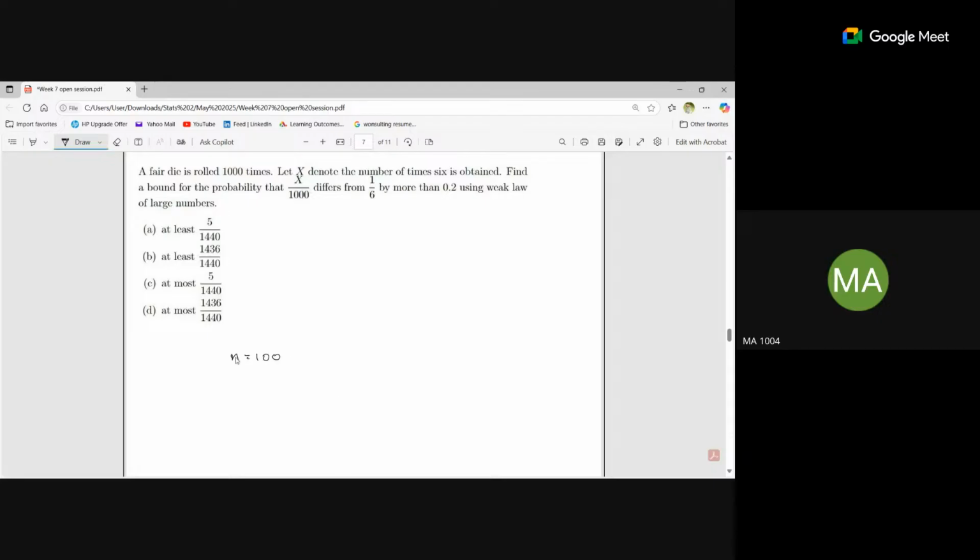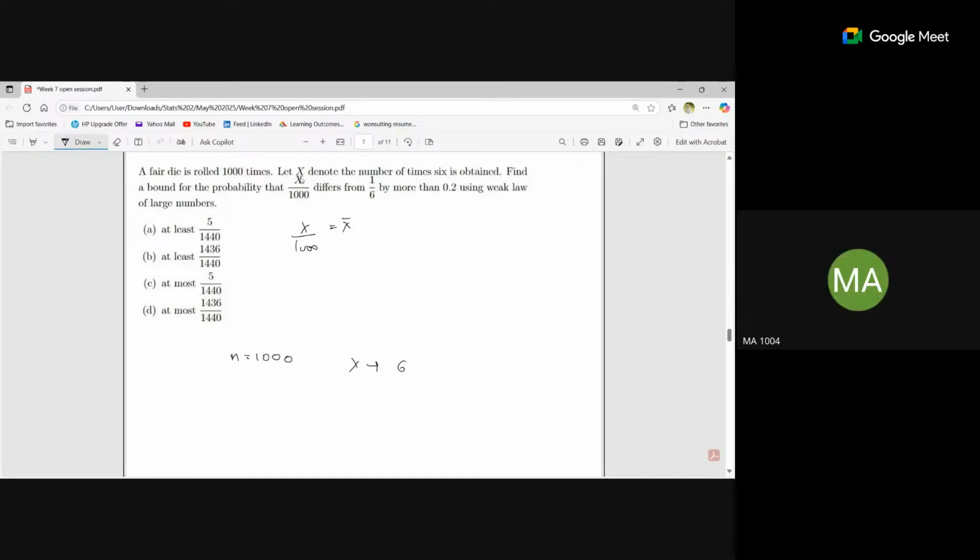Okay, I'm solving it right now. A fair die is rolled 1,000 times. That means my n is 1,000. Let x denote the number of times 6 is obtained. Now, find the bound for the probability that x by 1,000. So basically, what is my x by 1,000? This is basically my sample mean, right?